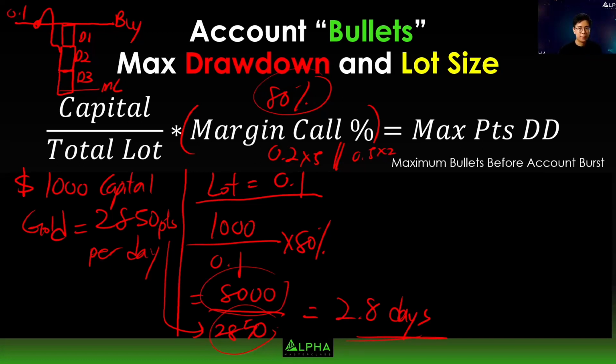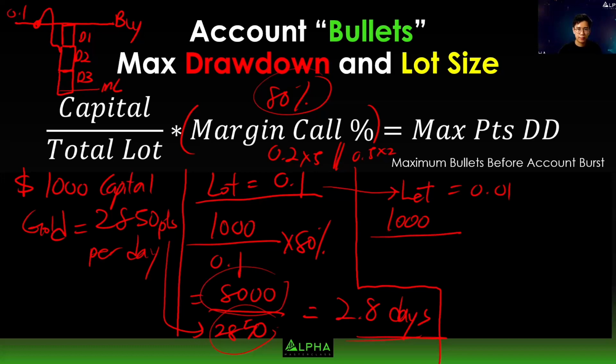Now, the way to do it is, what if you lower your lot size to 0.01 lot? All the calculation is the same: 1000 divided by 0.01 times 80% equals 80,000, divided by 2850 equals 28 days.